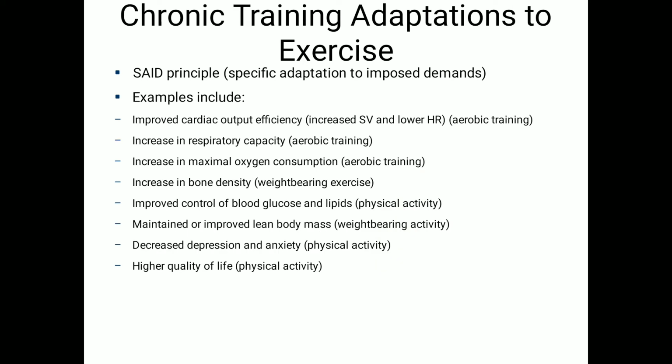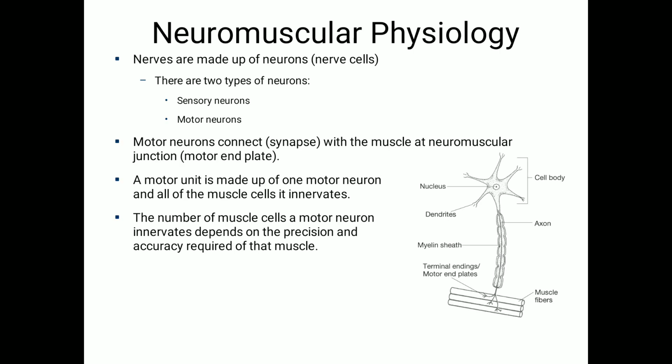So what are the chronic training adaptations to exercise, which I have already told in the first slide? It improves the cardiovascular efficiency, it improves the respiratory efficiency, it improves the maximum oxygen consumption, it increases the bone density, it improves the blood glucose level, it improves the lipid profile, it maintains the body lean mass, it decreases depression, anxiety, and so on.